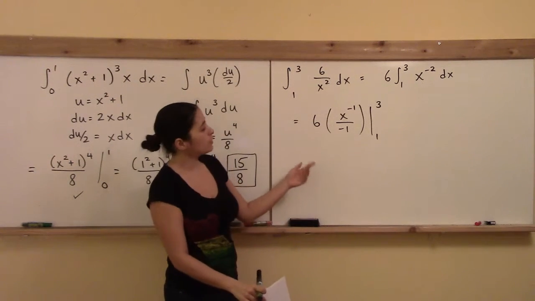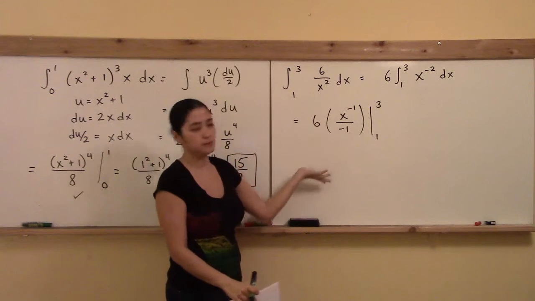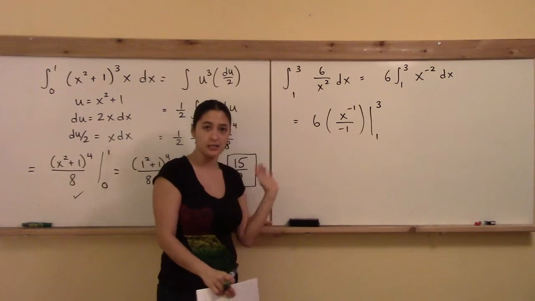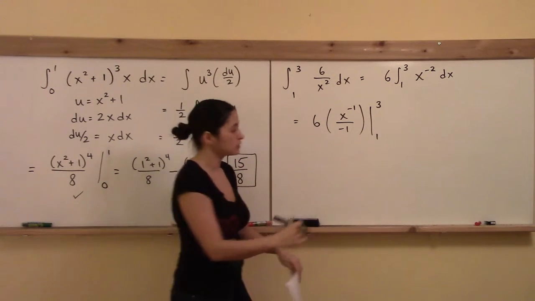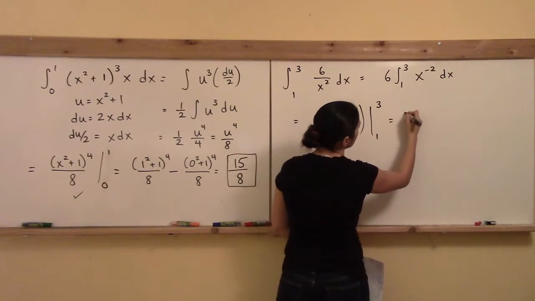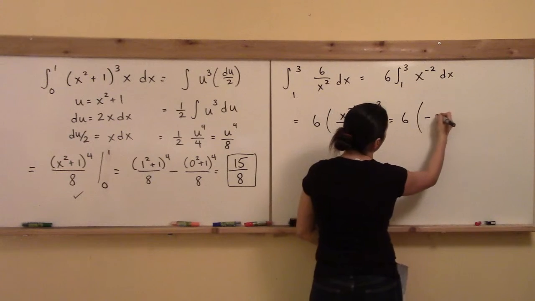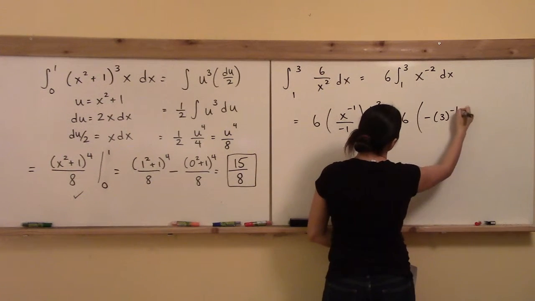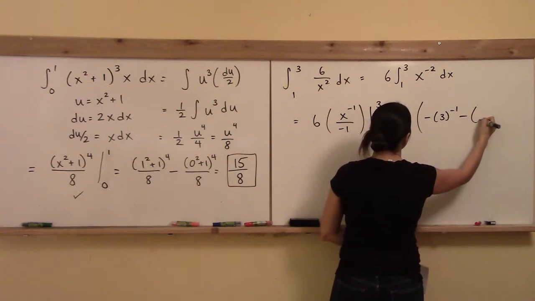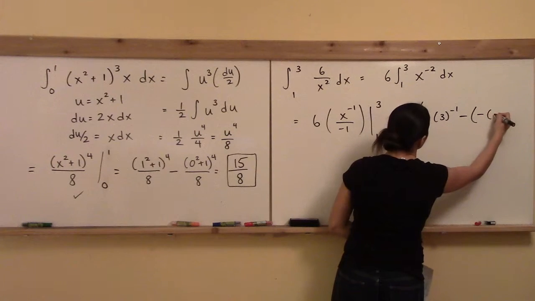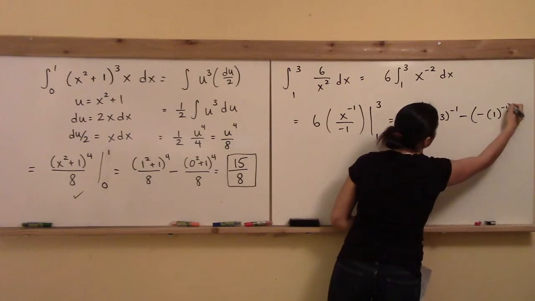Now, some people will want to put the 6 inside there. Some people will want to leave the 6 on the outside. It doesn't really matter as long as you're consistent. I'll keep the 6 on the outside, and then I'll say this is really minus 3 to the minus 1, and then minus another minus of 1 to the minus 1.